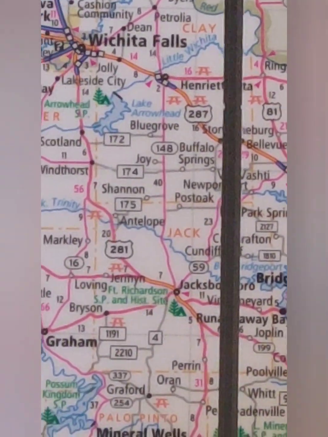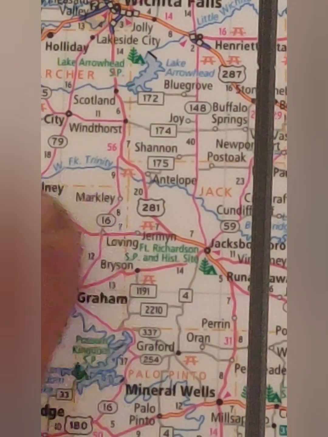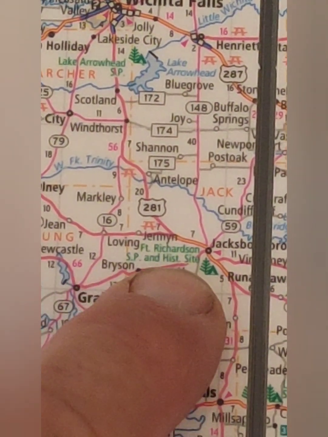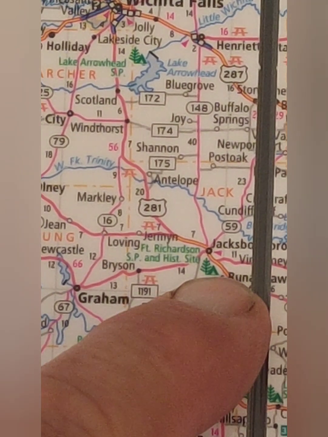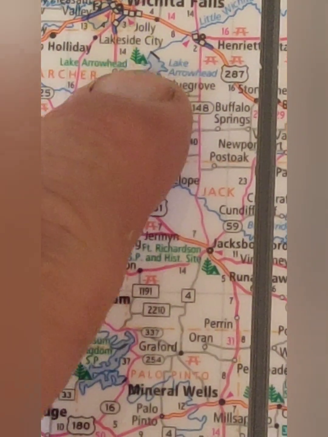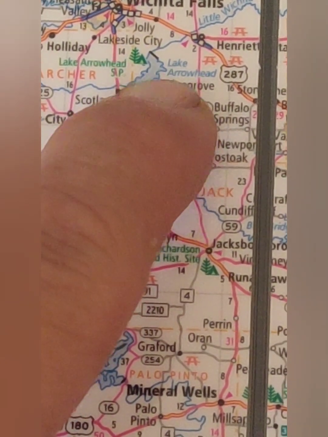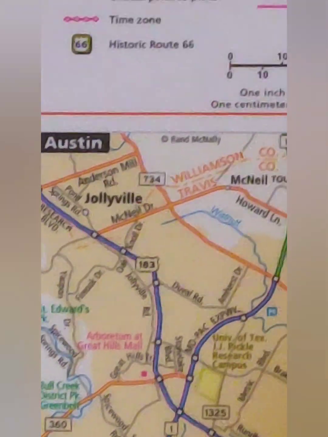We're going to come over here a little bit. As you can see right here, you've got Fort Richardson State Park and Historical Site. You have campsites in a forest here. And we're going to get into what all these colors mean in another episode.